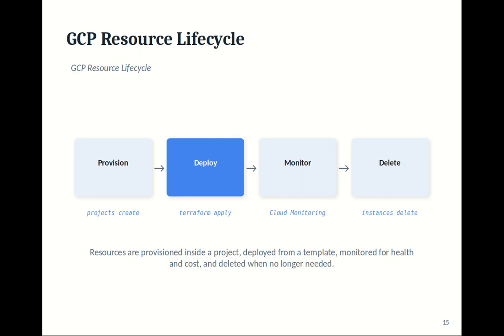GCP resource lifecycle: project create, provision, Terraform apply, deploy, Cloud Monitoring, monitor, instances delete. Resources are provisioned inside a project, deployed from the template, monitored for health and cost, and deleted when no longer needed.